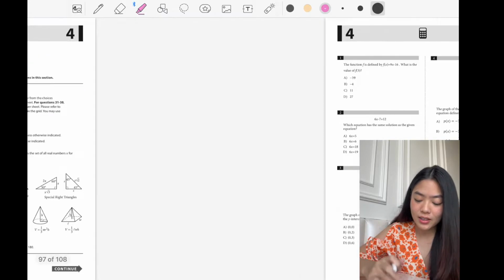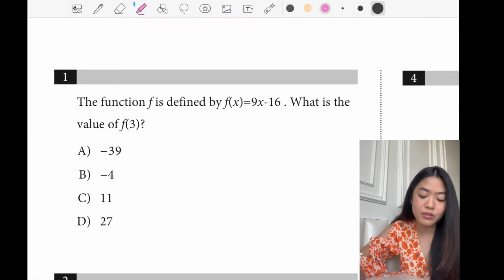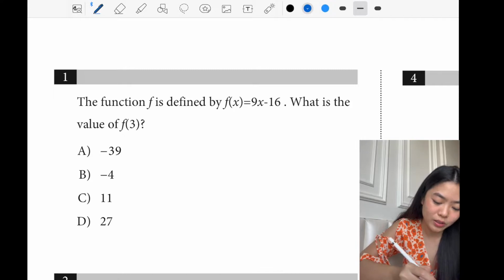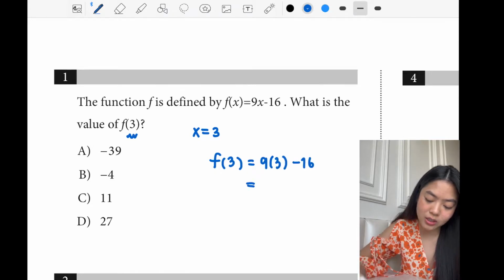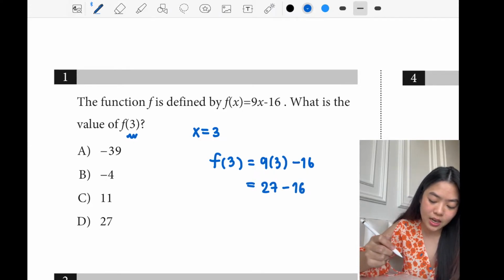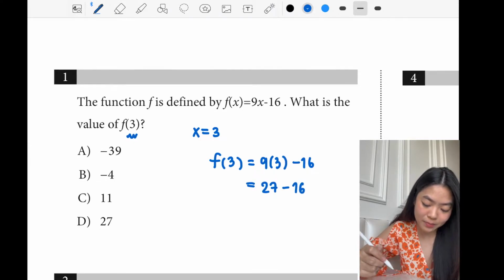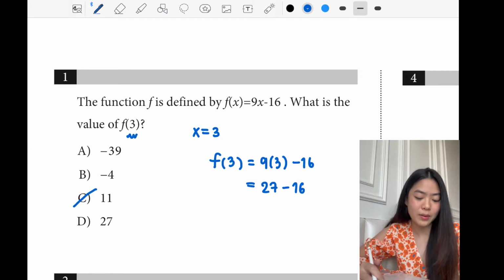Okay, the first one. The function f is defined as f(x) equal to 9x minus 16. What is the value of f(3)? Okay, so from here we just substitute x equal to 3 into the equation. So it's gonna be 9 times 3 subtract 16. Okay, 27 subtract 16. Then the answer is gonna be, what is it? 11. Okay, we're gonna choose C.